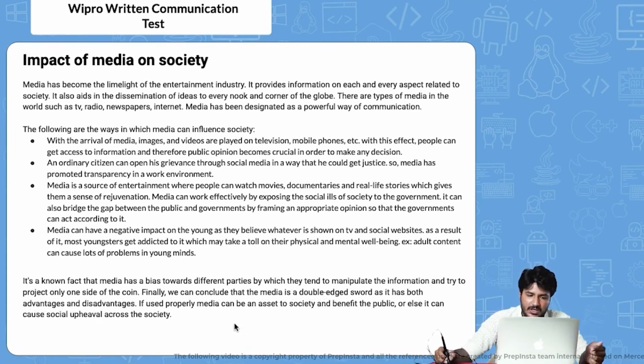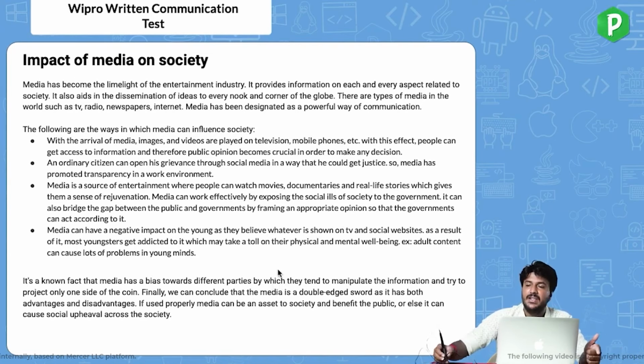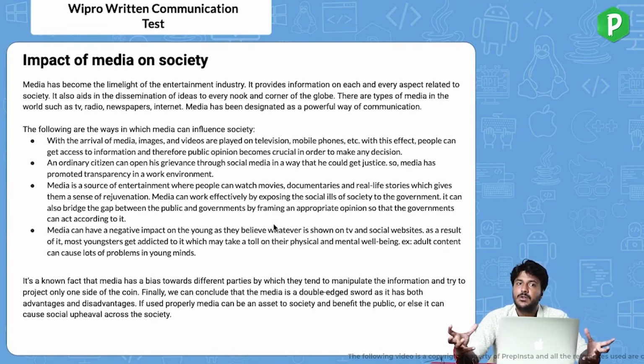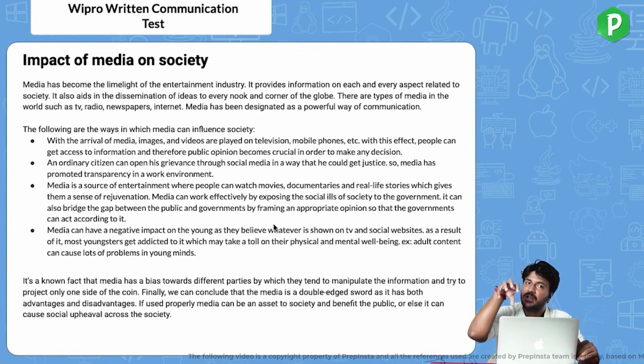How I would have done that is: media can be a double-edged sword, it can have its own advantages and disadvantages, but it should be used properly. So in my conclusion, I would like to say that media is negative if there is no oversight by the government, if there is no transparency, if there is no agency which is doing an overview, which is trying to see what wrong things and right things are happening.